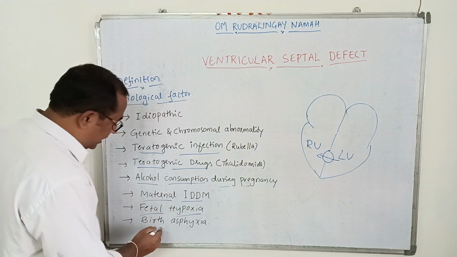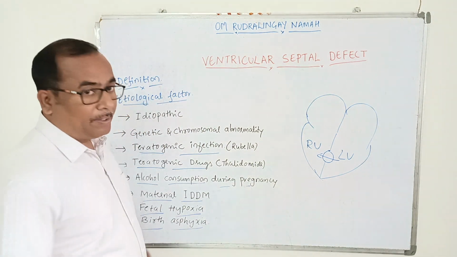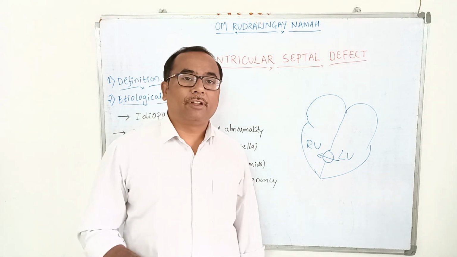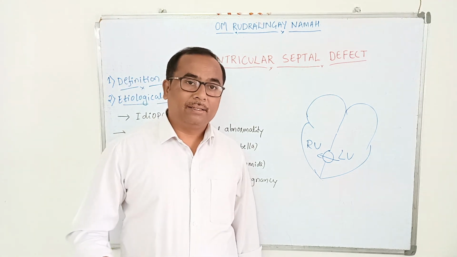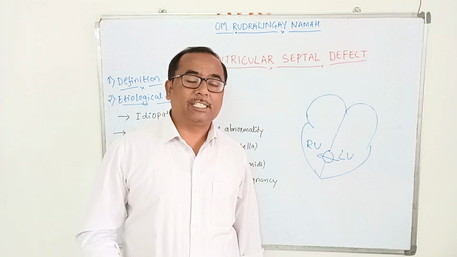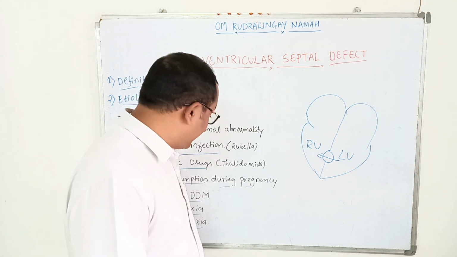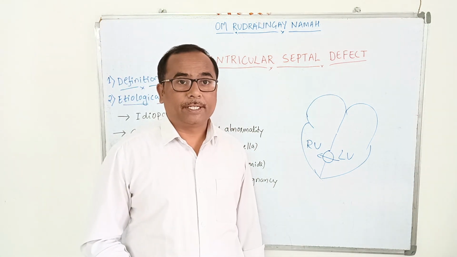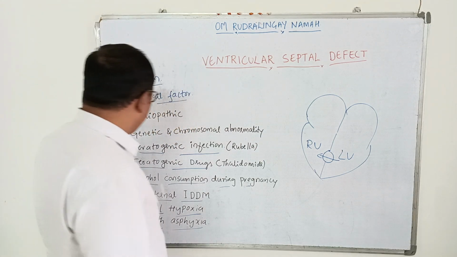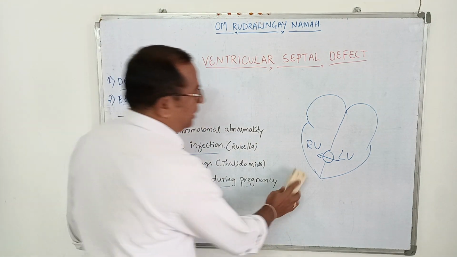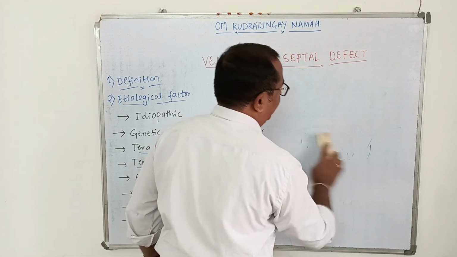And next one is birth asphyxia. Birth asphyxia is when the baby is unable to establish breathing after the birth or during the second stage of labor, when the birth of the baby happens. That is known as birth asphyxia, and that can also be a cause for ventricular septal defect. Okay, so these are the causes of ventricular septal defect. Now let us see the pathophysiology of ventricular septal defect.